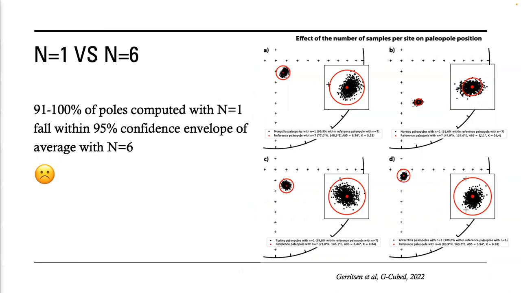Requiring a minimum number of N to determine a lava site average. In red here, you see the A95 of a pole that is computed based on sites with N is 6. And what you see here are the bootstrapped average pole positions based on N is 1. And what you see is that in 91 to 100% of the cases, the pole that we compute with one single measurement per lava site falls within the A95 of the one with 6. So there's no improvement for a pole.